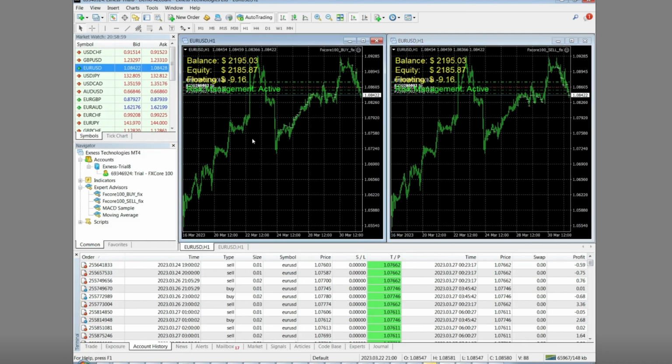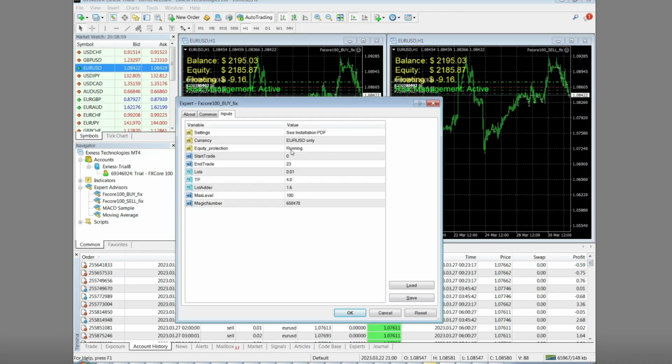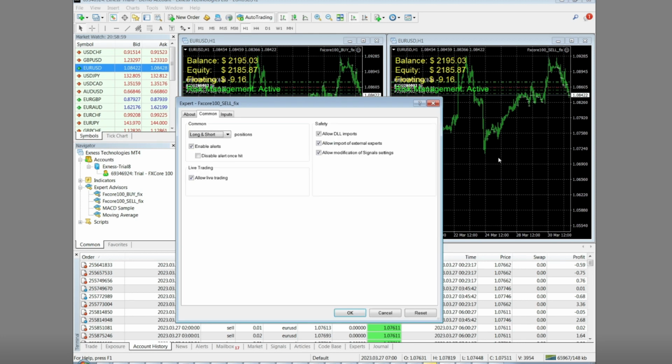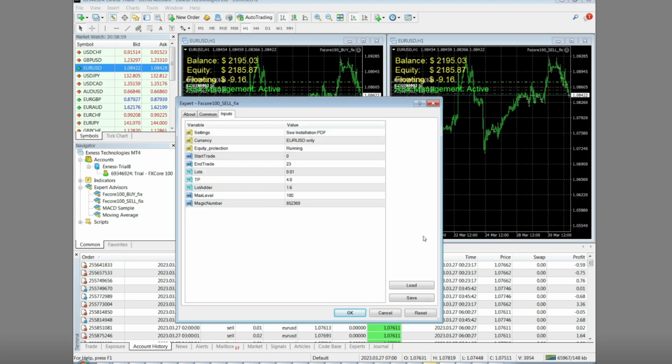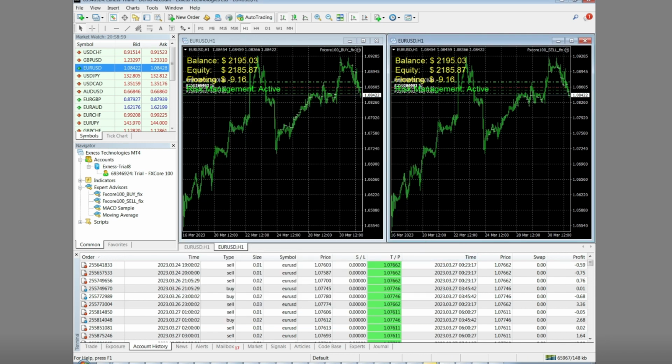The Expert Advisor sells and buys separately, so you have to run two terminals for the same pair. I will show you the settings for the FX Core 100 that I use. For the history of data trading report, I will switch to the MQL5.com site.